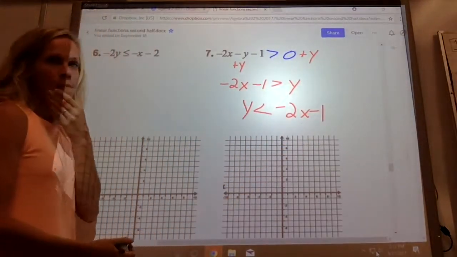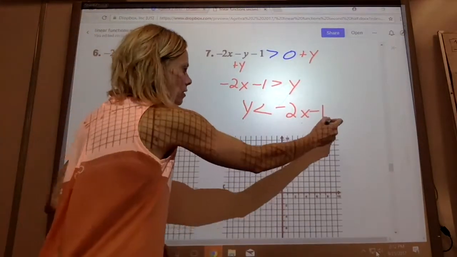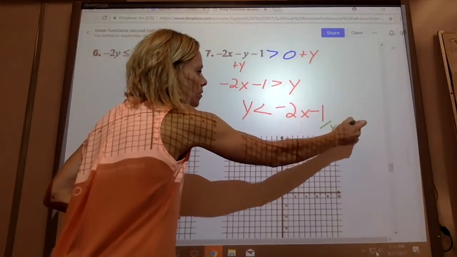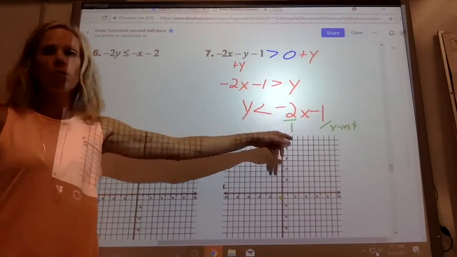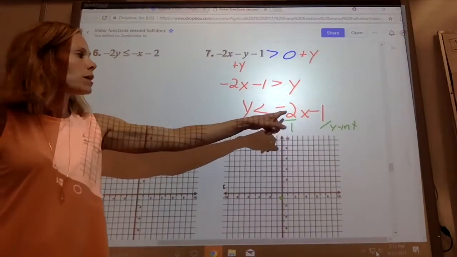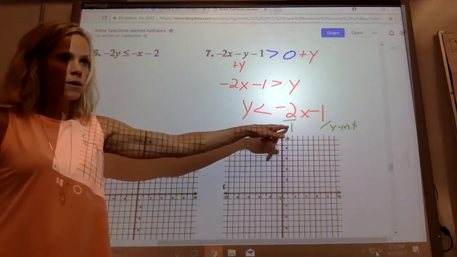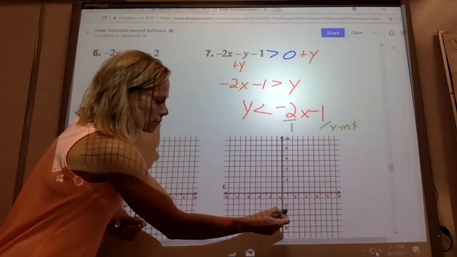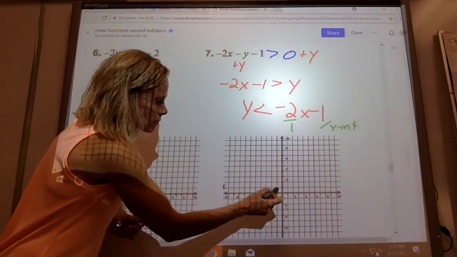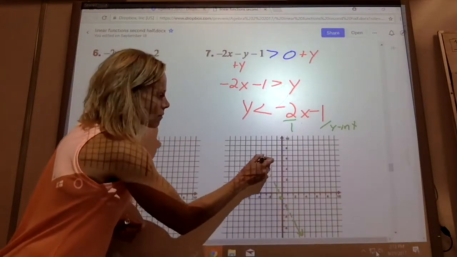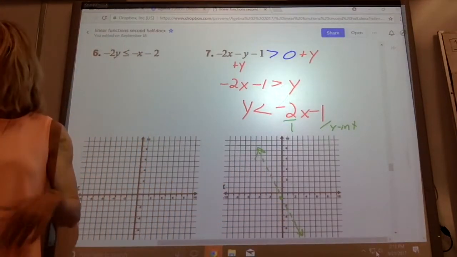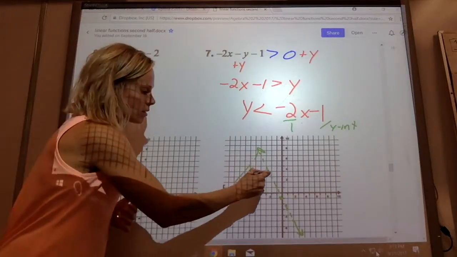So you shoot down and then stop. Very good. This would be my y-intercept, so down 1. This would be my slope. I can put any number over 1. So this would be down 2, right 1. And right, it's dashed. And it's less than, so I shade below. Good.